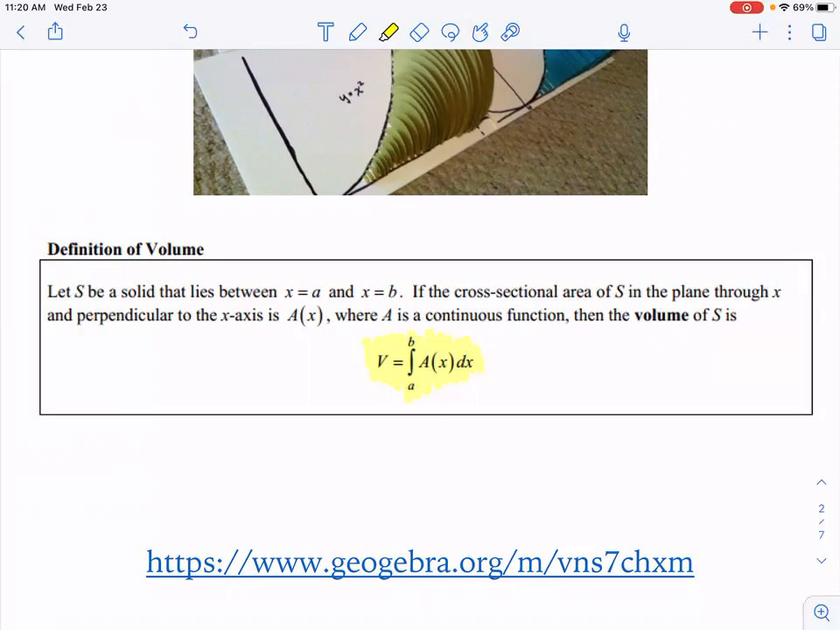know how to find the area of objects. Can you find the area of a triangle? Can you find the area of a semicircle? Can you find the area of a rectangle? If you can do that, you're going to be just fine.